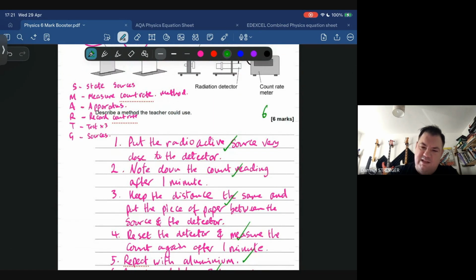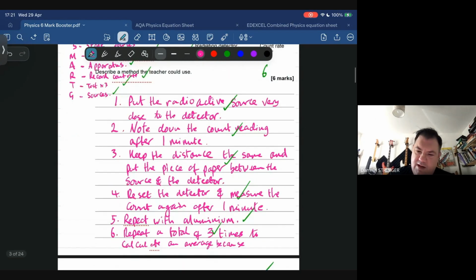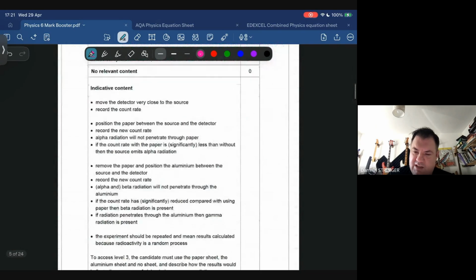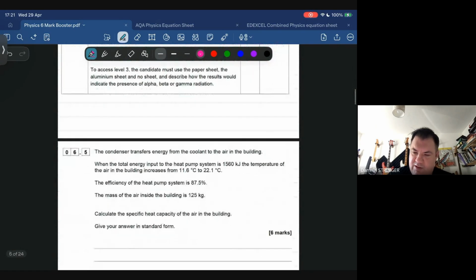Now, we stated our sources. That's what we did. We measured this count rate. We've done a method. We've talked about the apparatus. We've recorded the count rate ×3, and we've changed the sources. So that smart G thing we did right at the start has helped us out big time there. If you miss out the apparatus, you're going to struggle with some of those marks, aren't you? So that's why those are there, just to help you. But not everything is a smart G, though, is it? There are some other kinds of questions, and I suppose we'll look at one of those.